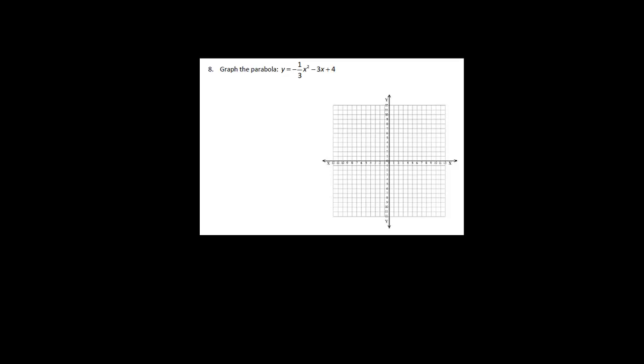Alright, number 8. I want you to graph the parabola. So we're going to want to try to find the vertex. The opposite of b divided by 2a, that's going to be 3 divided by negative 2/3. So 3 over 1 times the reciprocal, negative 3 over 2. It's going to be negative 9/2. So that's the h. So negative 4.5.